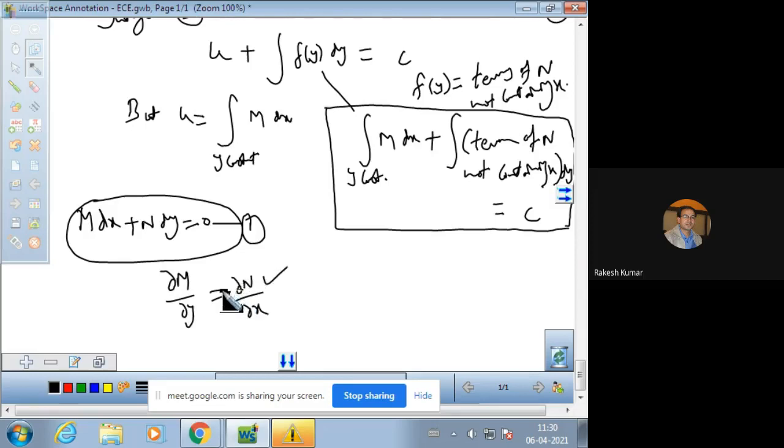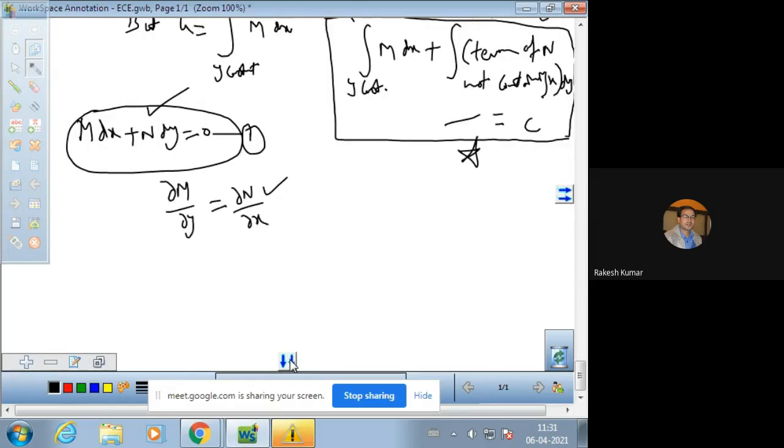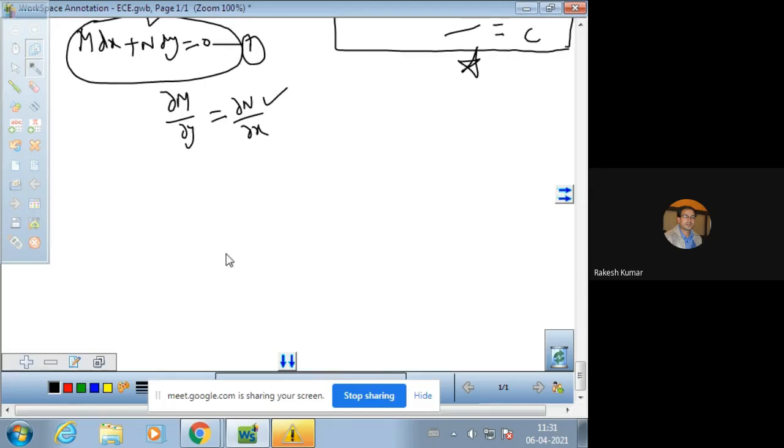And if the equation is exact, then we can straight away find its solution: integration of M with respect to x, y constant, plus in the second integral the terms of N not containing x into dy is equal to c. c is the constant of integration. So this is the formula of the necessary and sufficient condition for differential equation 1 to be exact, and its solution is this one. So this is very important. Now you can apply this formula for finding the solution.